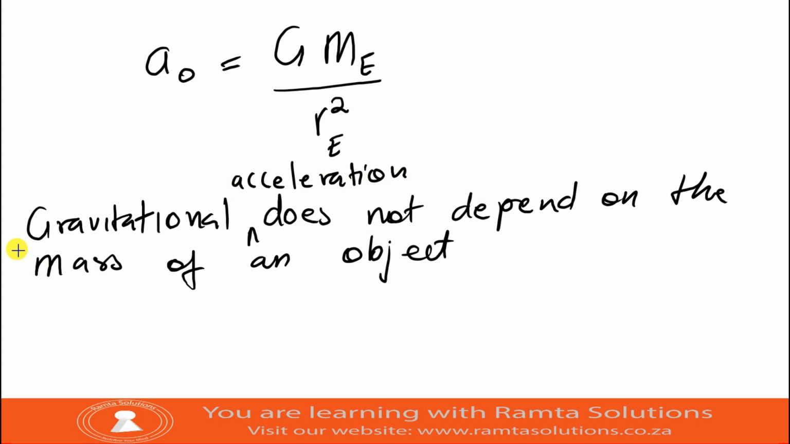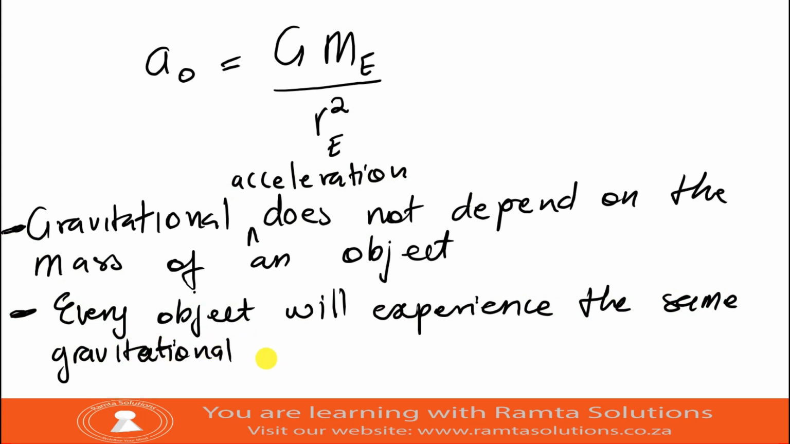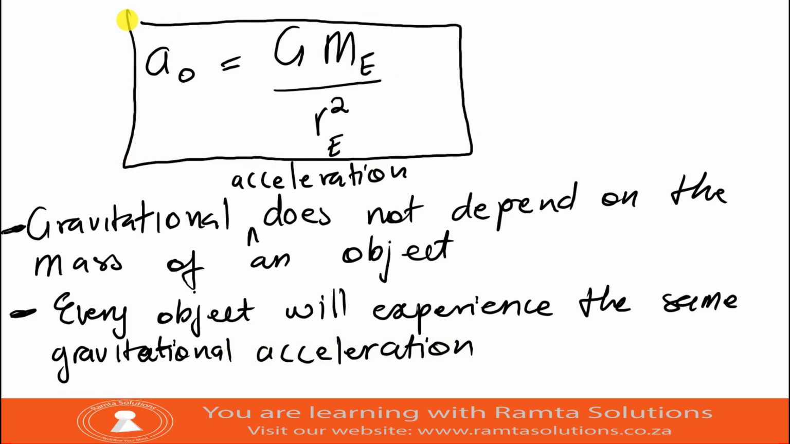Okay, and again, something that you must know is this: every object will experience the same acceleration. Every object will experience the same gravitational acceleration in any planet. So in our planet, all objects will experience 9,8. Okay, so every object will experience the same gravitational acceleration. So this is what Sir Isaac Newton came up with. This helped us to understand acceleration.